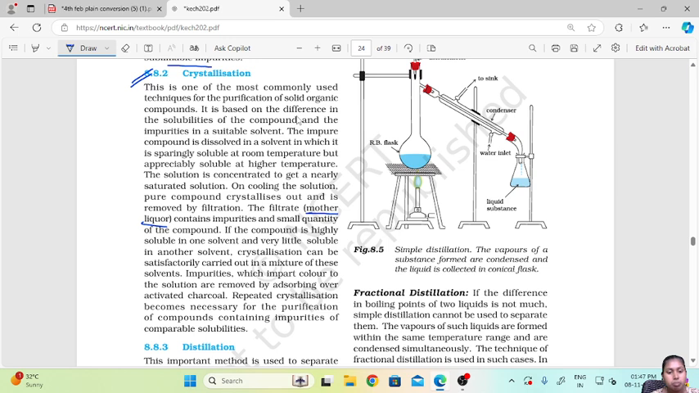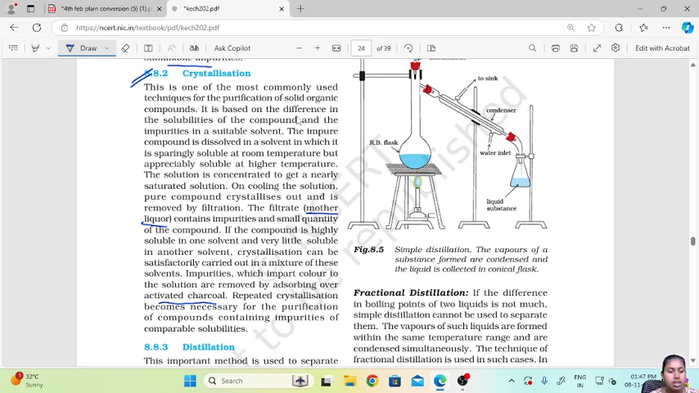Now, impurities which impart color to the solution are removed by adsorbing over activated charcoal. When your impurities give color to your compound or your solution, in that case you add activated charcoal to that solution, and this activated charcoal absorbs the colored impurities.